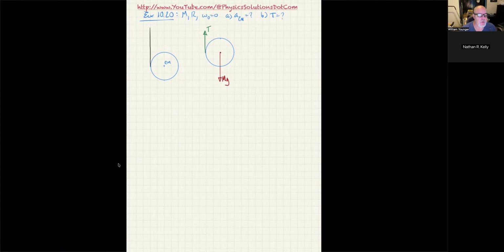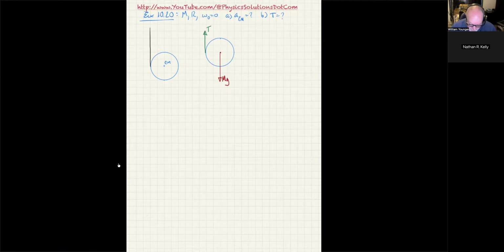So example 1020, this is one of the more advanced examples. It says specifically, example 1020, a falling yo-yo. A string is wrapped around a uniform solid cylinder, something like a yo-yo, of mass big M and radius big R. And the cylinder starts falling from rest. As the cylinder falls, find A, the acceleration of its center of mass, and B, the tension in the string. So what I've done is draw the picture. That's what you see on the left here. And then I drew the free body diagram. That's what you see on the right.